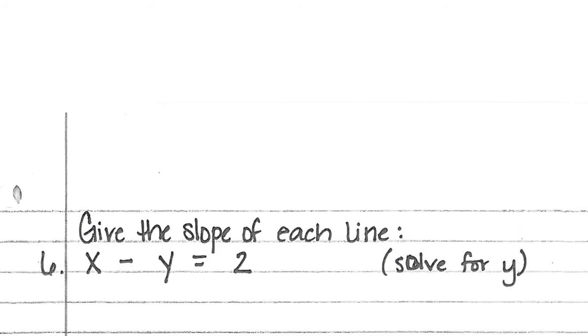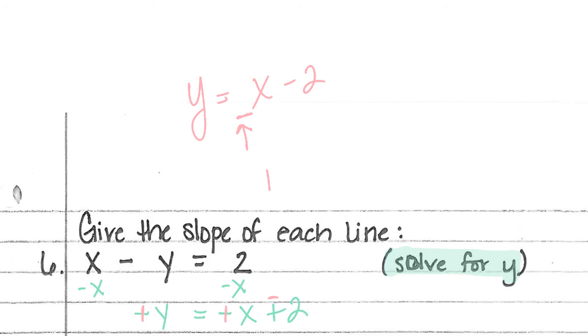All right, in the next question, they're just asking us to find the slope, and I'm going to give you one huge hint. When finding the slope, you just want to solve for y. When I solve for y on number 6, I'm going to subtract x, so negative y equals negative x plus 2. And when I change all the signs, this is going to be y equals x minus 2. Well, there's no number right there. So what will the slope be if there's no number represented? The slope will be 1.